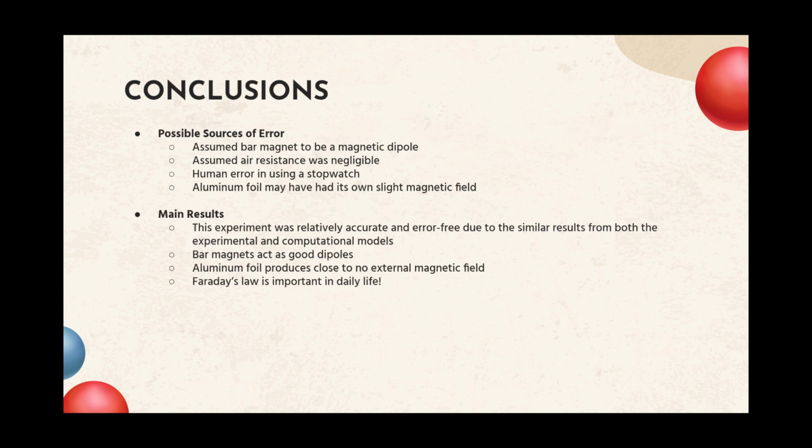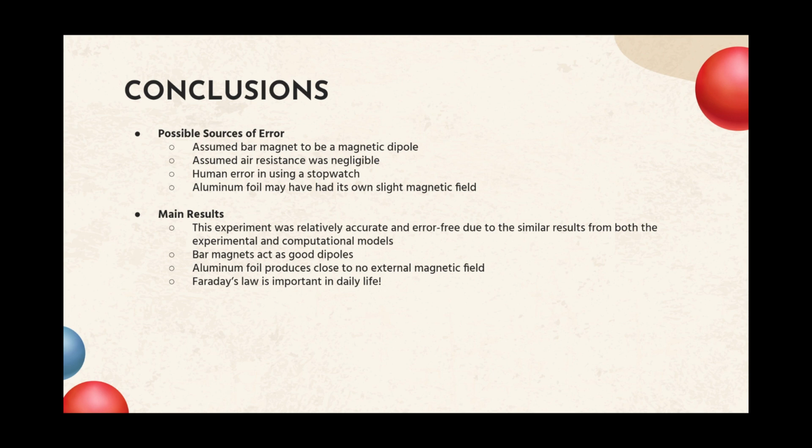So, some conclusions and possible sources of error. There are not many. This is a pretty accurate lab. But we had a couple of assumptions, such as that the magnetic dipole is a bar magnet. We said no air resistance. Most error probably came from human error using the stopwatch.